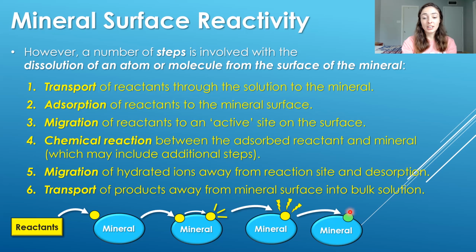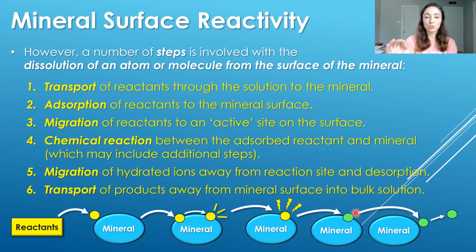And after this reaction has occurred to create the product, the migration of the newly hydrated ions away from the reaction site and desorption from the mineral has to occur. So coming off of the surface of the mineral and then transport of the products away from the mineral surface and into the bulk solution. Now, this last step may seem trivial, but it's really important for the continual dissolution of the mineral. How so?